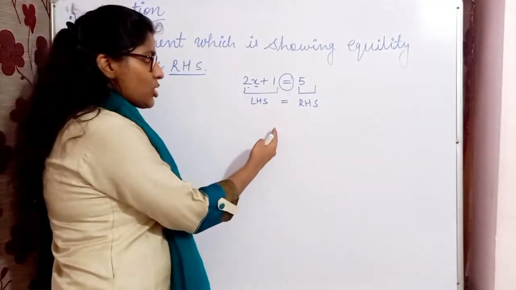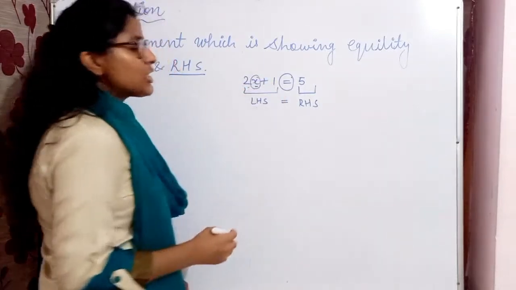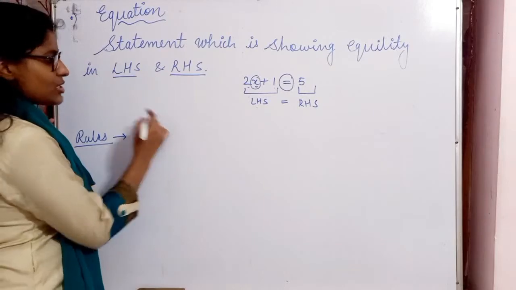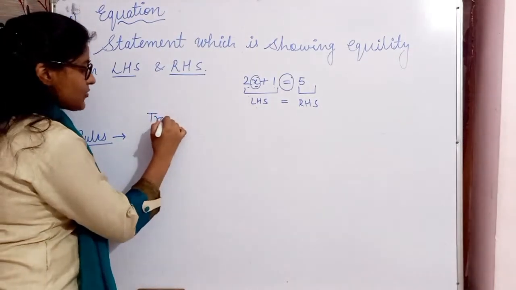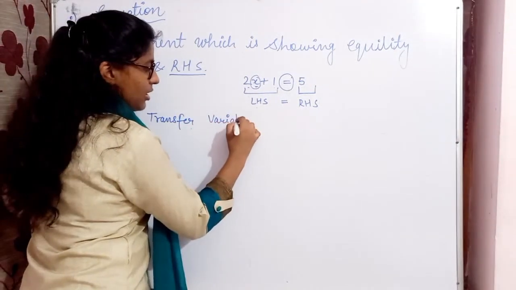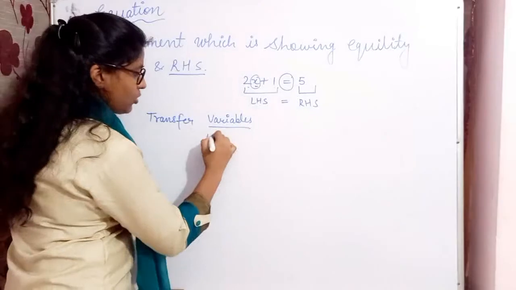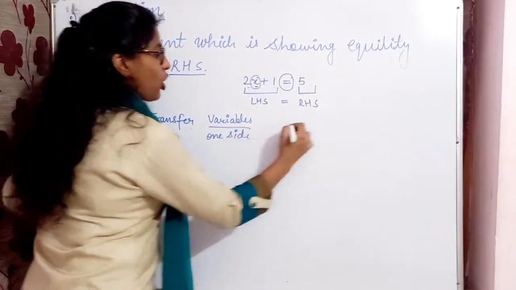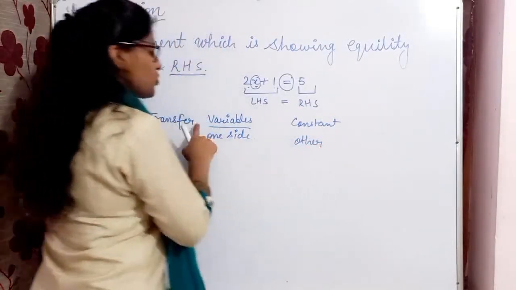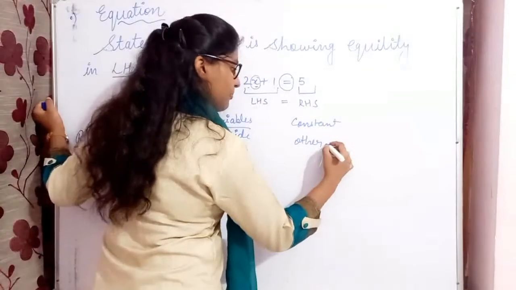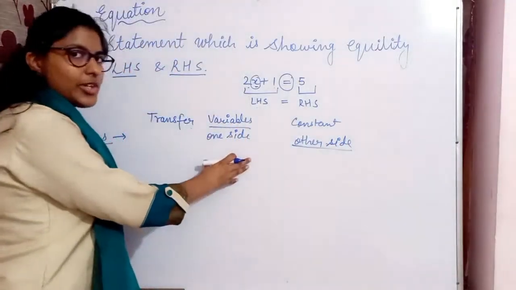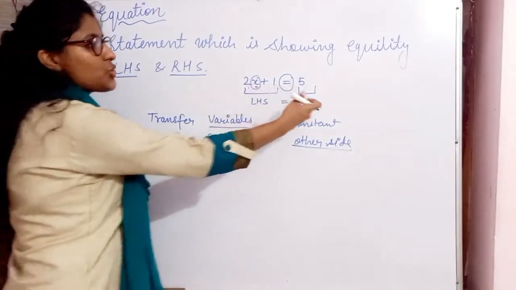When we are solving the equation and finding the value of the variable, we keep some rules in mind. The rules are, first of all, we transfer variables to one side and constants to the other side. On any one side you transfer the variable, on the other side transfer the constant. We have two sides, LHS and RHS. If we are transferring the variable to LHS, then all the constants we need to transfer to RHS.